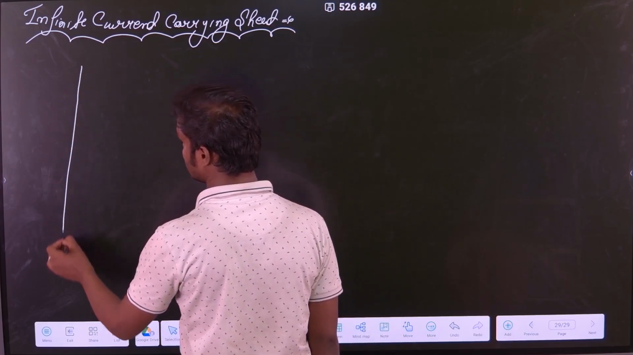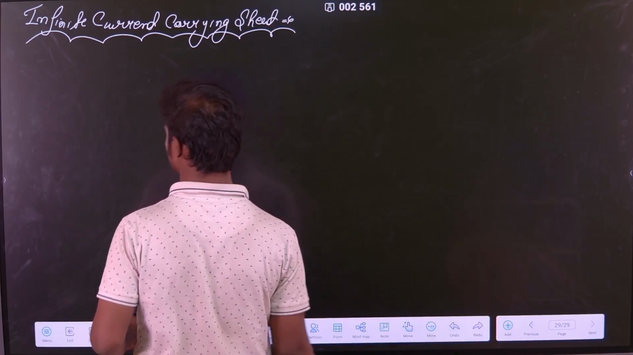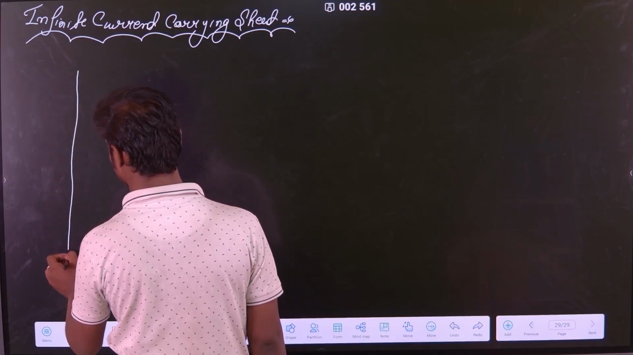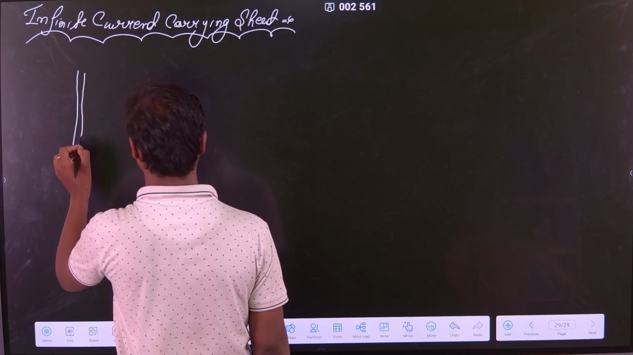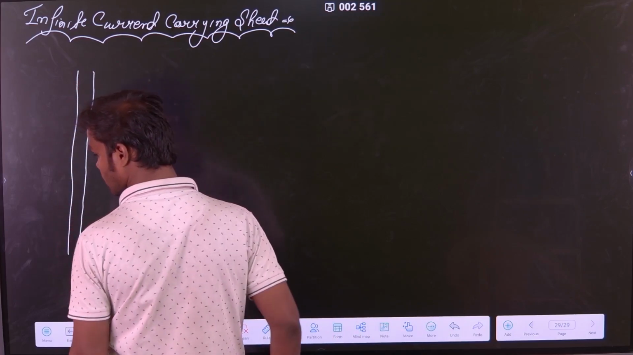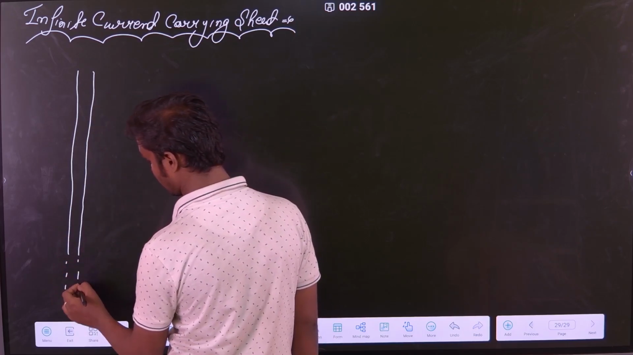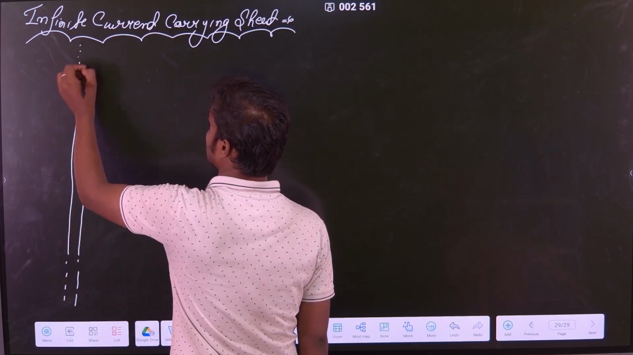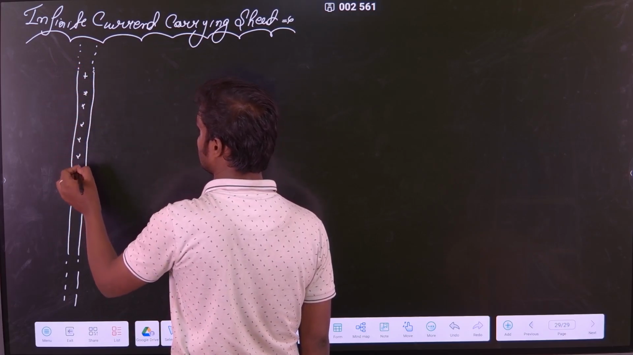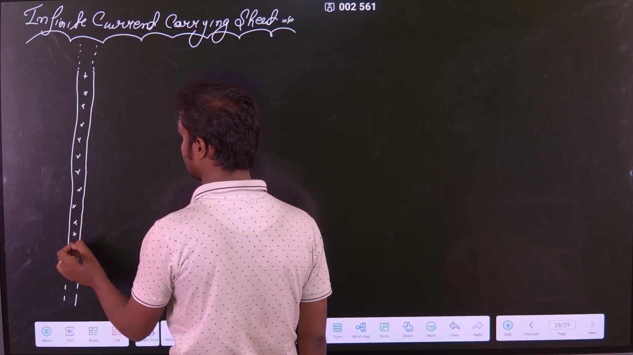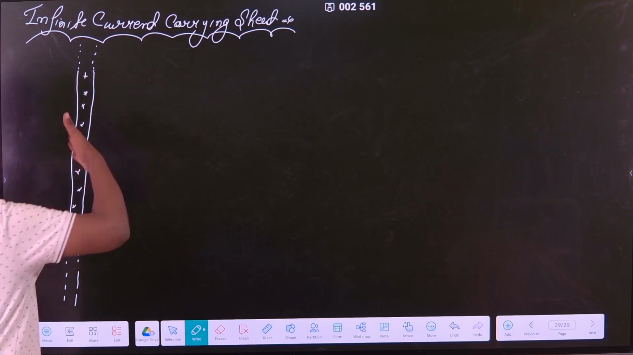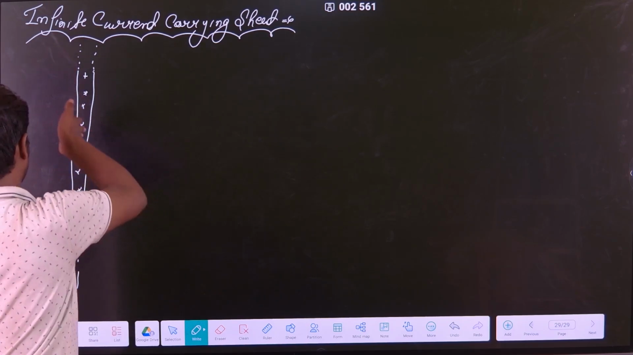Suppose we have a sheet which has an infinite length. And the current is how? You try to understand how this infinite sheet has been placed. It is placed like this, and it is going up to infinity. Okay, and the current is inside.